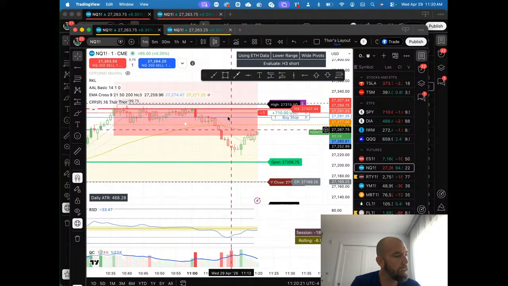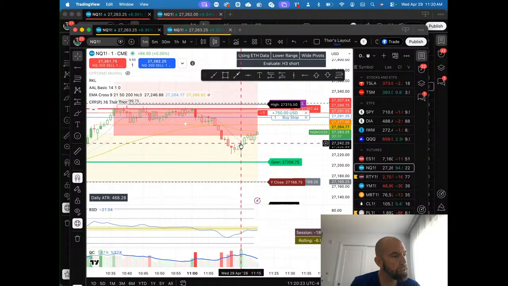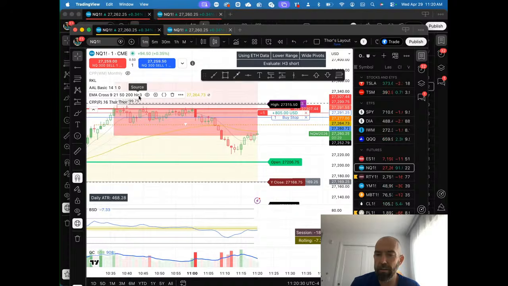I still use the EMA. It's the 21, but I'm still using the same calculation method. I'm still using the high, low, close 3 calculation method. I'm just using a 21, not a 20.